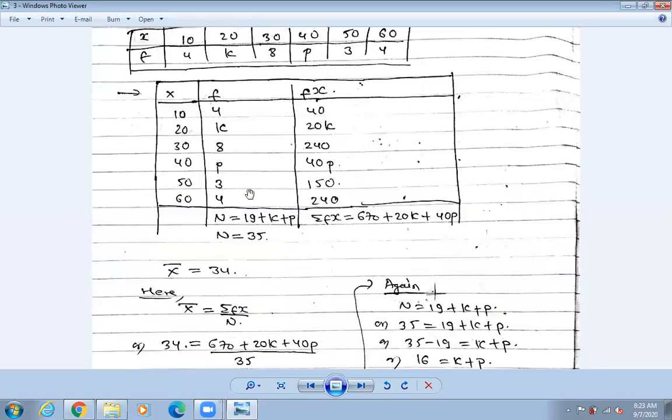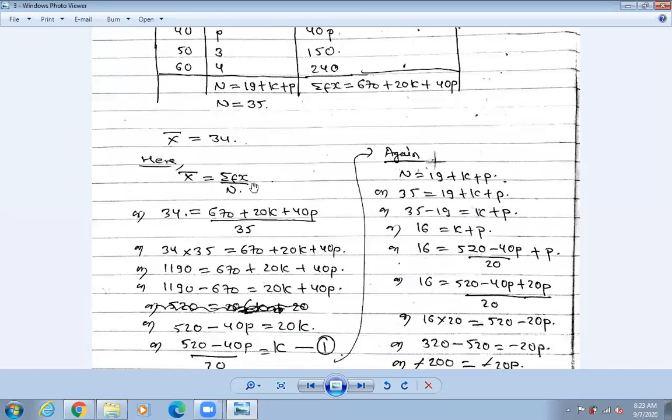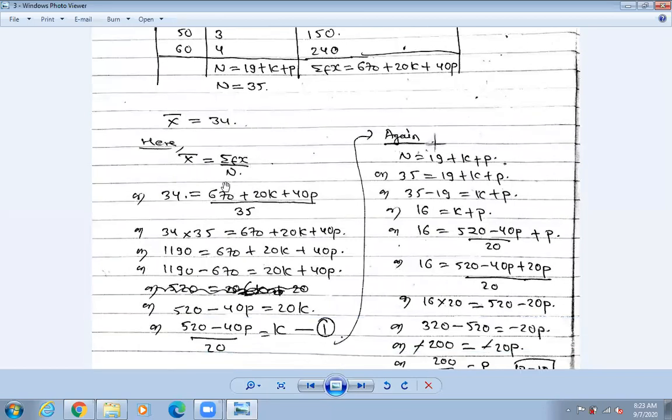Okay, so after this we need to go in a similar way. So mean equals summation fx by n. Okay, and we need to put the number. We need to put the value of n. Which one to write? Should we write 19 plus k plus p or 35? Writing either is fine. Okay, so if you want to go the complicated way, go from the top. Why go the hard way instead of the easy way? Okay, so we need to multiply all these numbers.